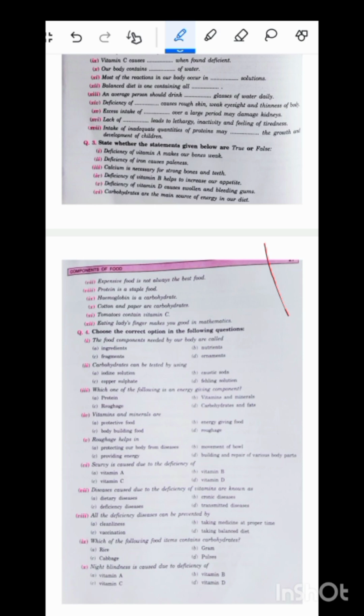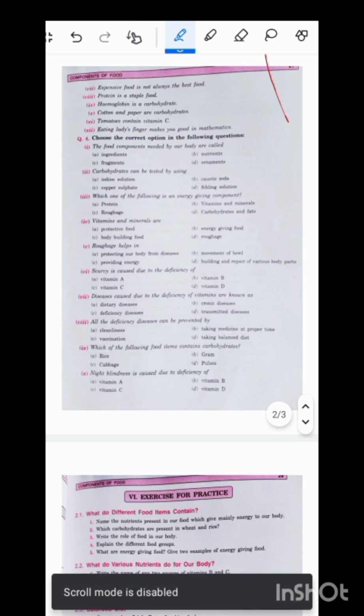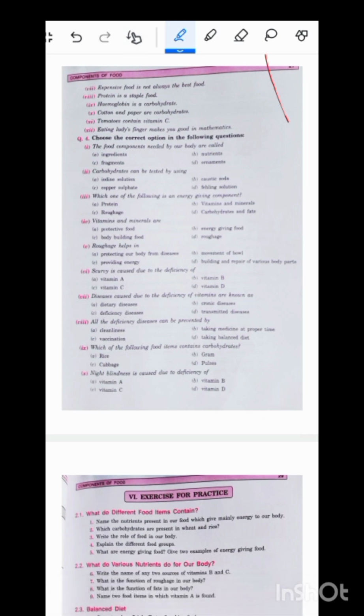Question number 6. Carbohydrates are the main source of energy in our diet. Yes, it is true. Then coming to the next question. Expensive food is not always the best food. Yes, it is true. It may not be wholesome food. Protein is a staple food. False. Milk is a staple food, and protein is just a component of it.